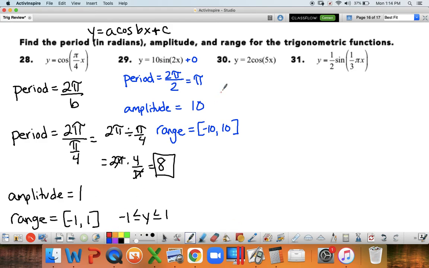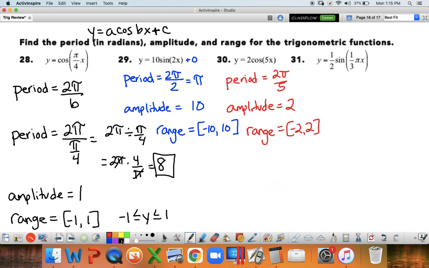And I will fill out these answers for you. So our period for this one is going to be 2 pi over 5. Our amplitude is going to be equal to 2. And our range is going to be from -2 to +2.